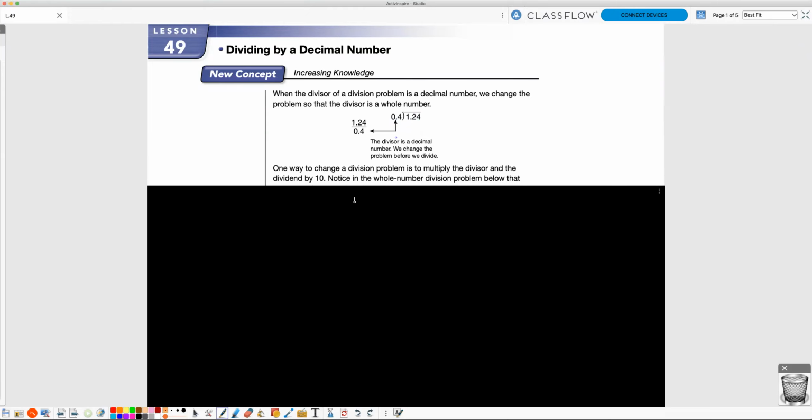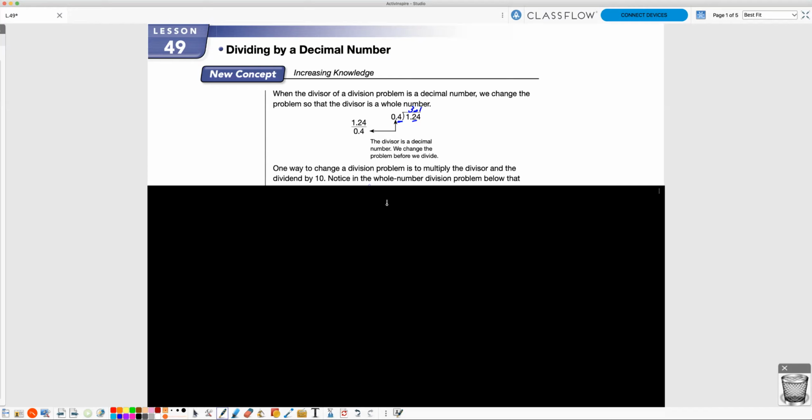One way to change a division problem is to multiply the divisor and the dividend by 10 in this case, because it's in the tenths place. So if we were to move this decimal 1 point to the right, we also need to do it here to make it an equivalent division problem. So this would be moving it 1 point to the right as well, and the decimal would come straight up into the answer. You need to have 1 divided by 4, which is nothing, 12 divided by 4, which is 3, and then 4 divided by 4, which is 1, so this would be 3 and 1/10.